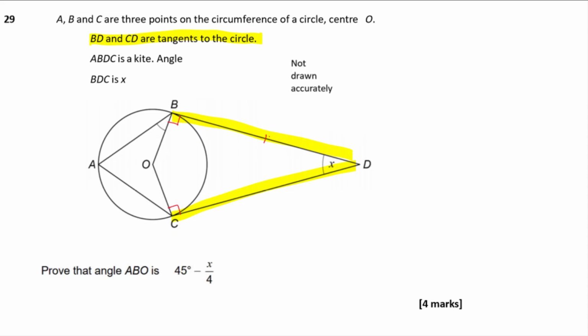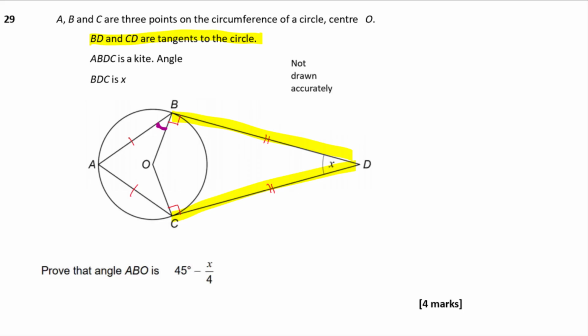Now that means that that side and that side are equal in length, and that one are as well. So that also means that we can, well, I don't know what it means. Let's find out what it means in a bit. And finally, angle BDC is X. Now that has been marked on the diagram. Now we want to prove that angle ABO is something. Where is ABO? ABO is that angle there. So eventually we want to find that.